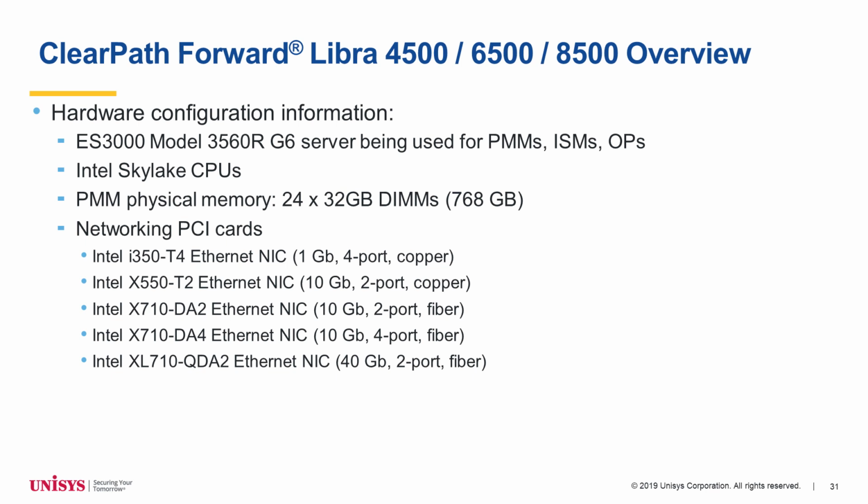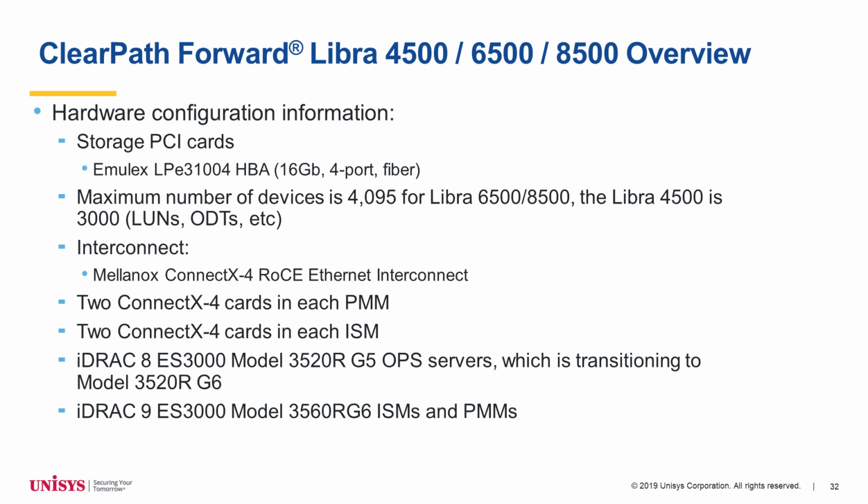And so that's one choice that you make. And then you have your fiber channel as well as your networking cards, and you can choose how many of each of those cards that you want to have within the system. And again, you have 2 ISMs and 2 PMMs within the system itself. So we now utilize the 4-port fiber channel card. That's a 16 gigabit card. We also have maximum number of devices as 4,095 for a Libra 6500, 8500. The 4500 has a limitation of 3,000.